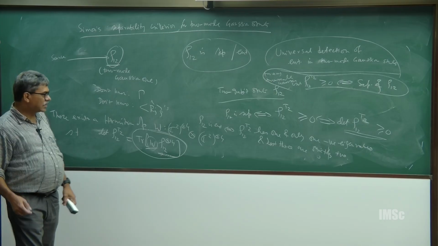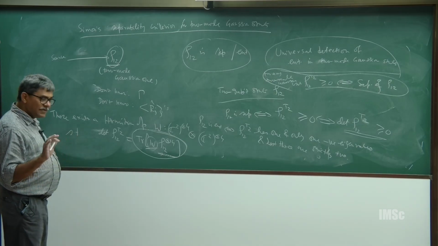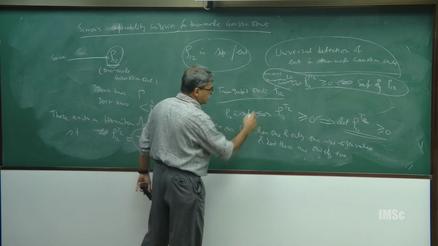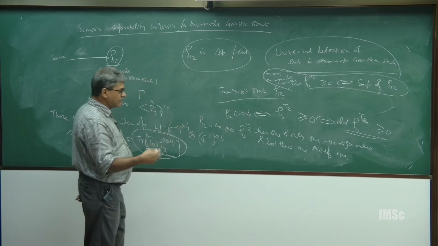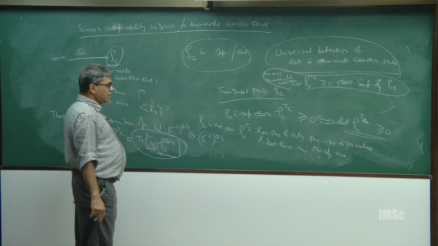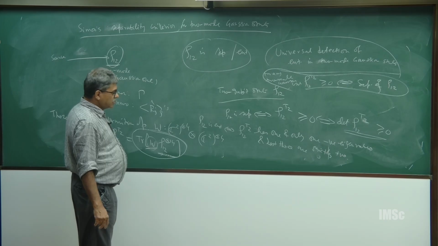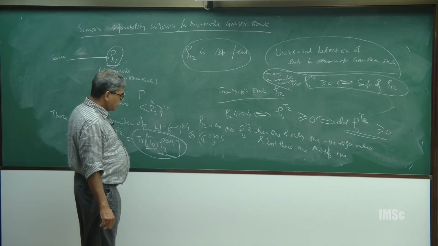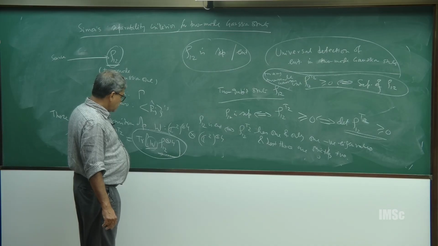My problem is that such a criterion does not hold good if you go to higher dimensional states. The Gaussian state is a special case, the 2 mode Gaussian state. That is why it works. Okay.